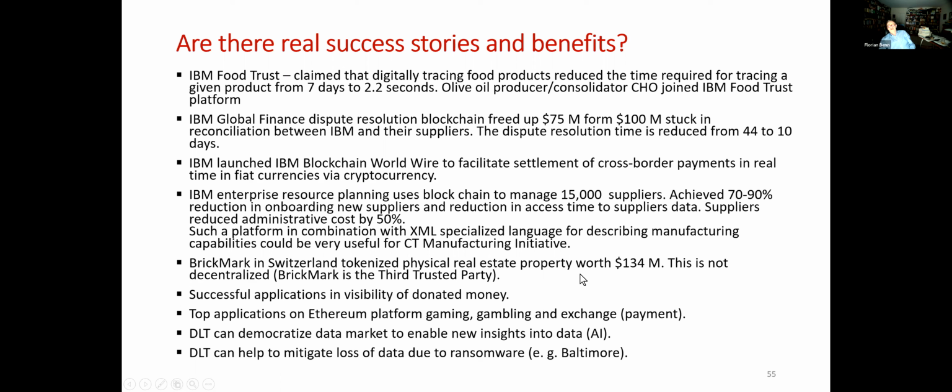This is a Swiss example. They tokenized physical real estate property. So they now have tokens reflective of real estate assets in Switzerland to the tune of 134 million euro, or Swiss francs in this case. And that means that you can trade on that blockchain. You can create transactions without actually going through other paper applications.